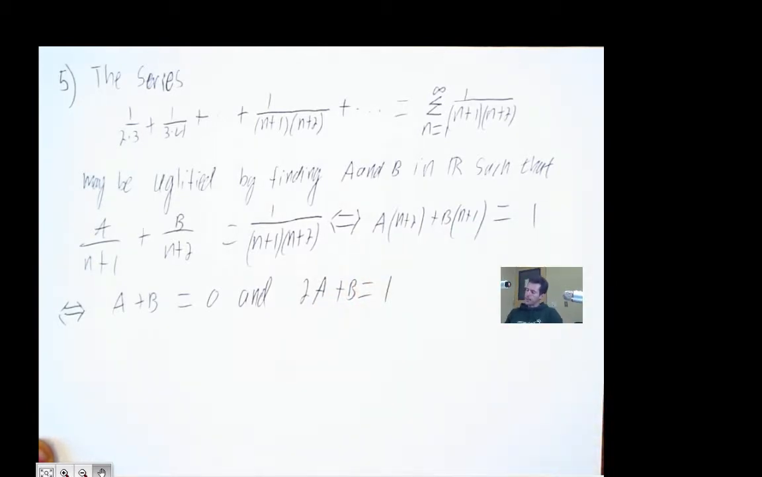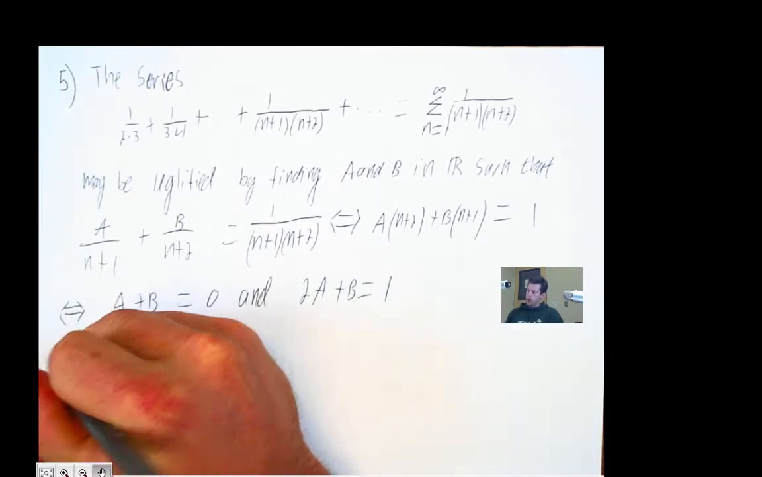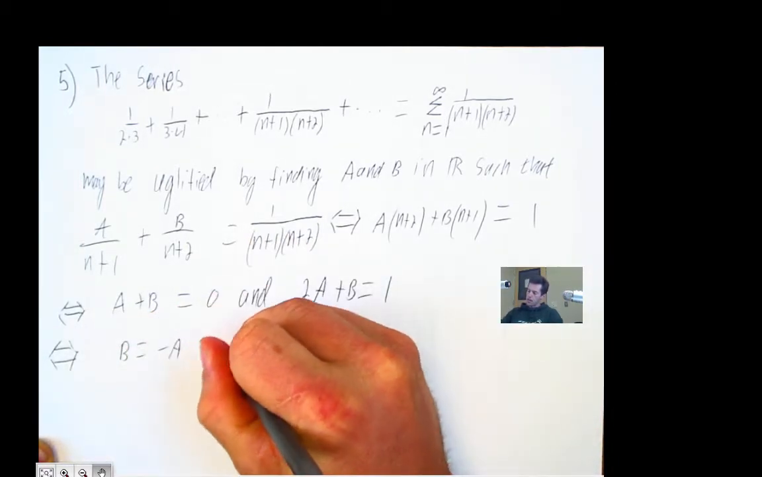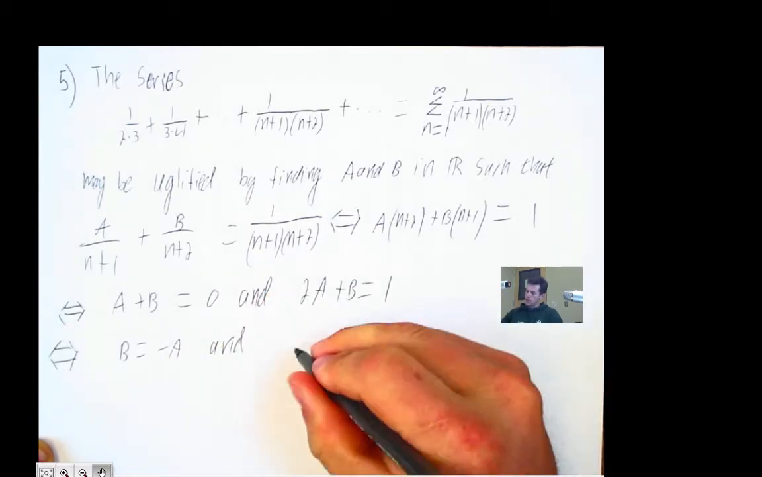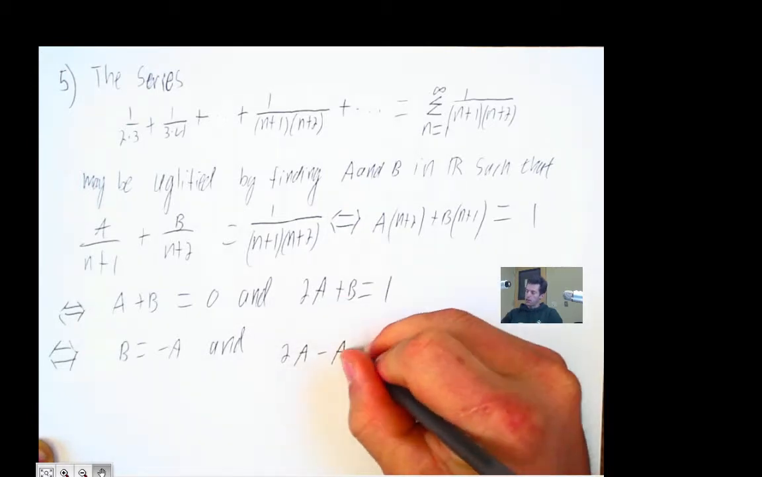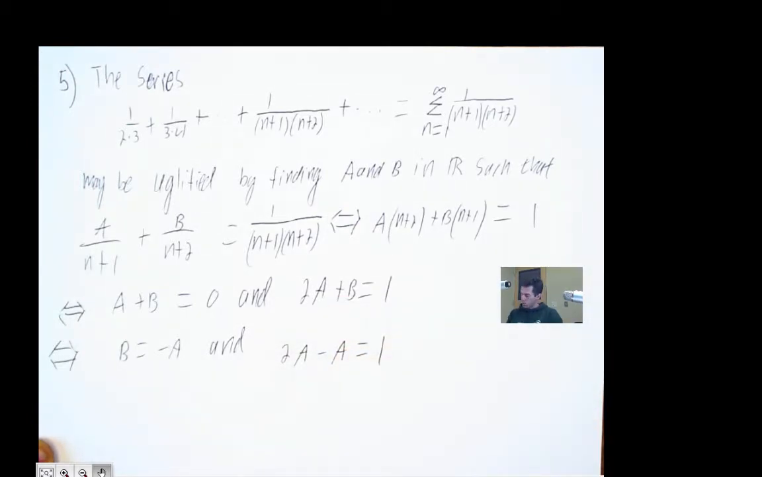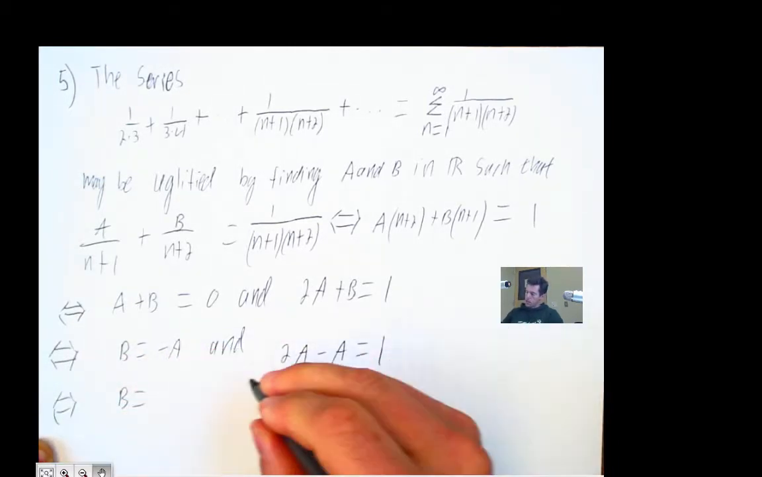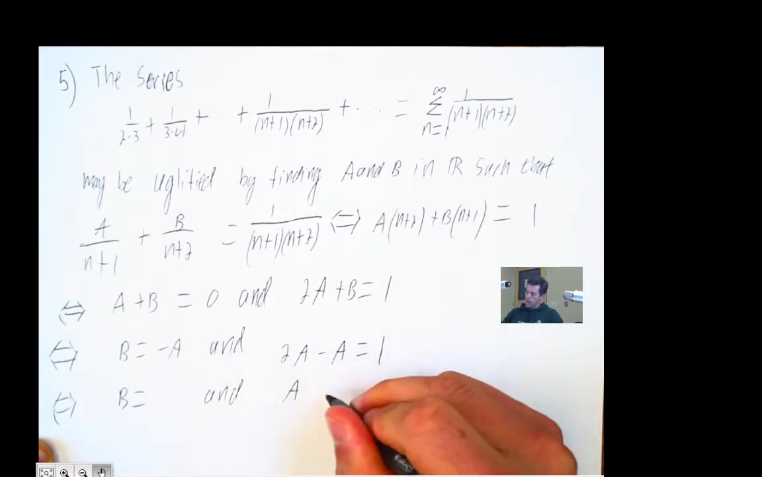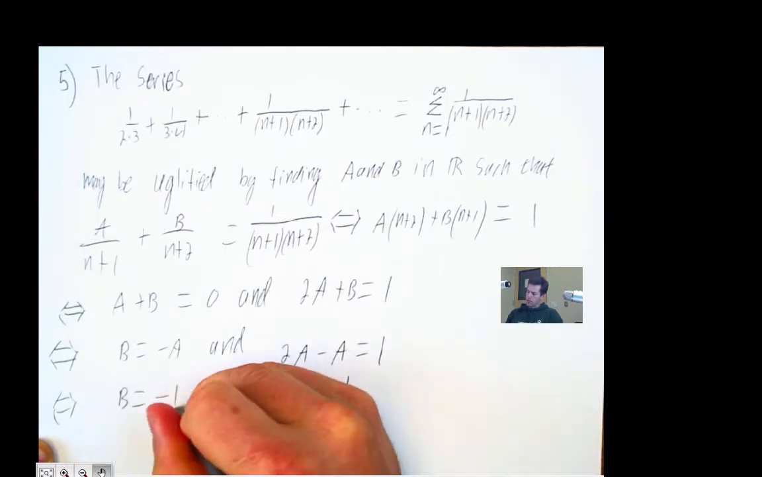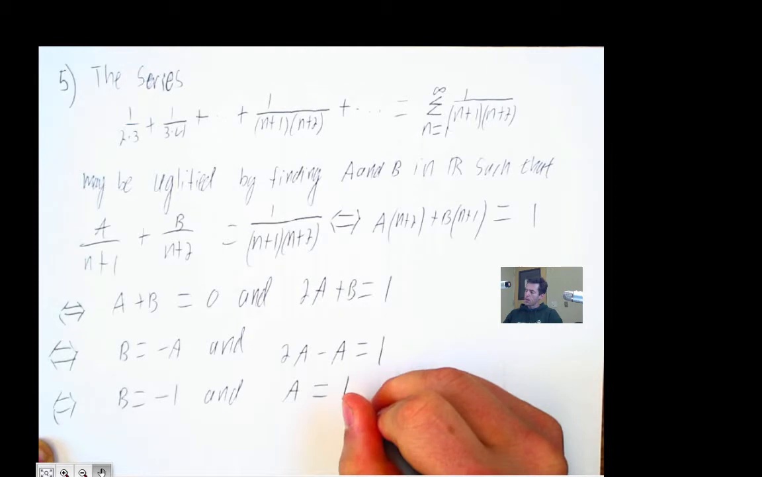Now, I can rearrange some of these equations, right? So this first one, I'll say that B is negative A, and I'll use that in the second one, so I'll say 2A minus A, replacing B with negative A. Okay, so that just says that A is equal to 1, and then B has to be negative 1. Okay.